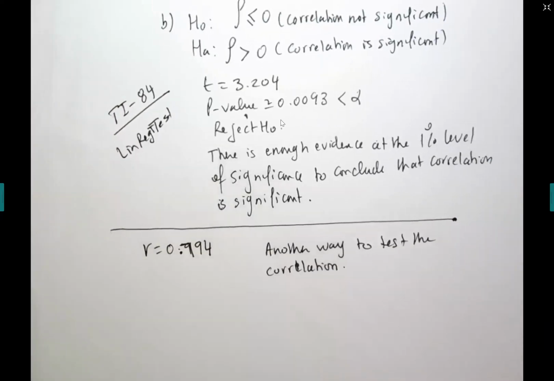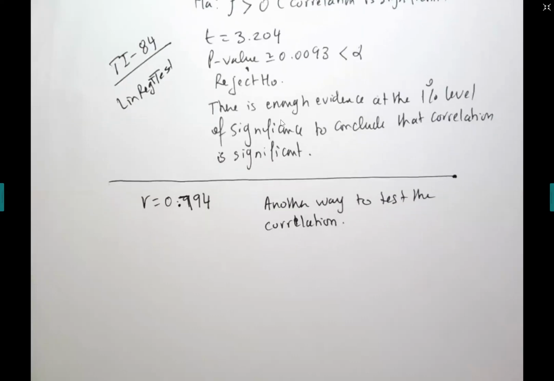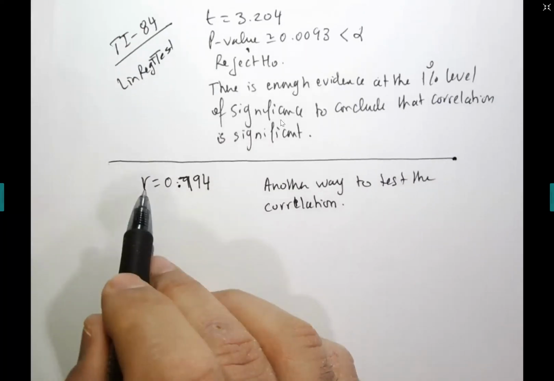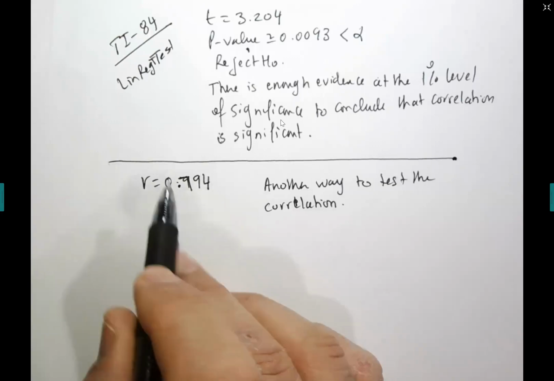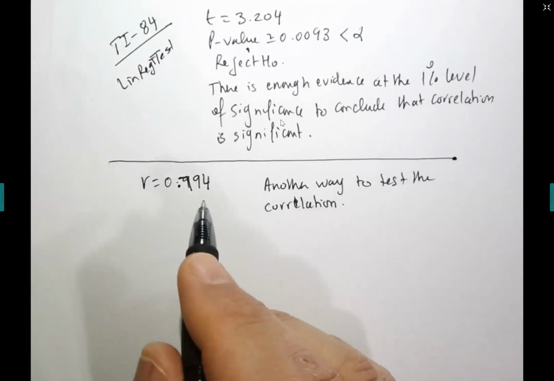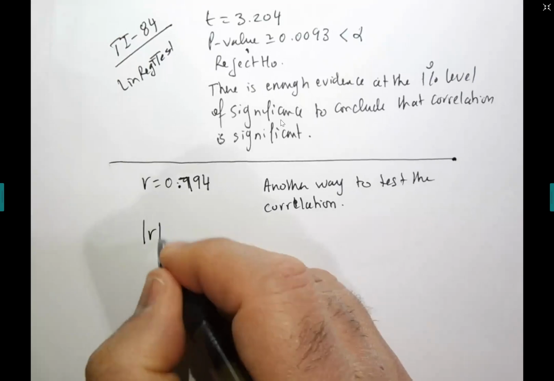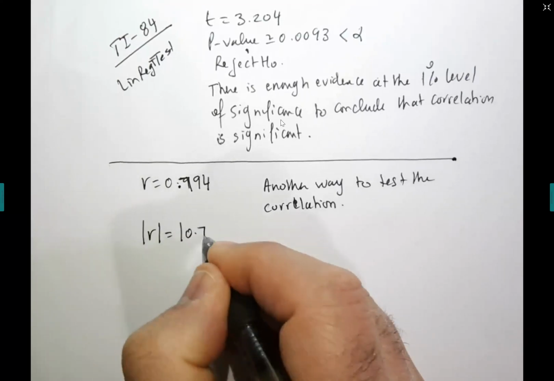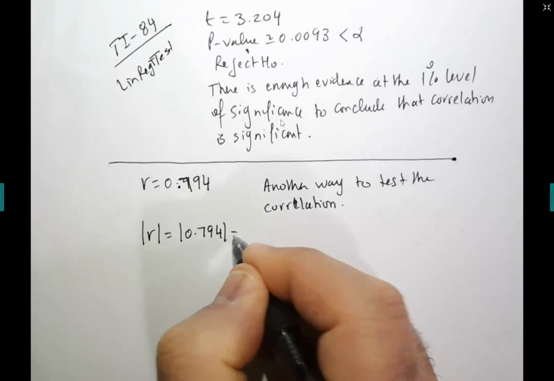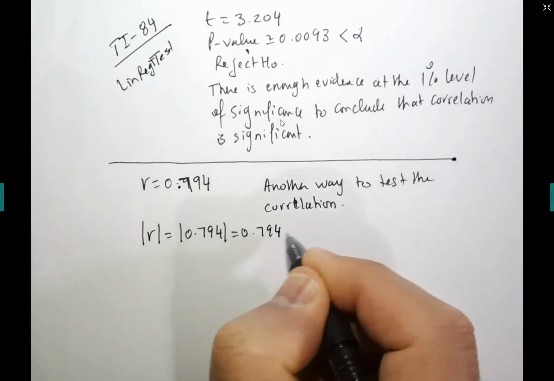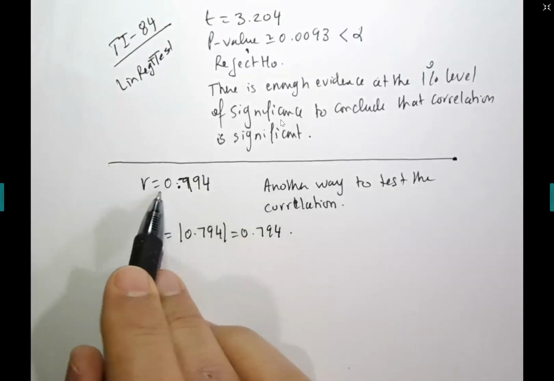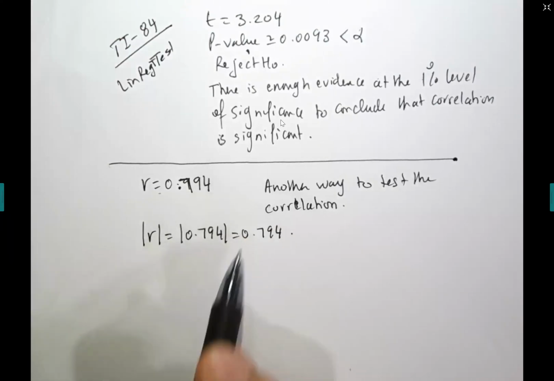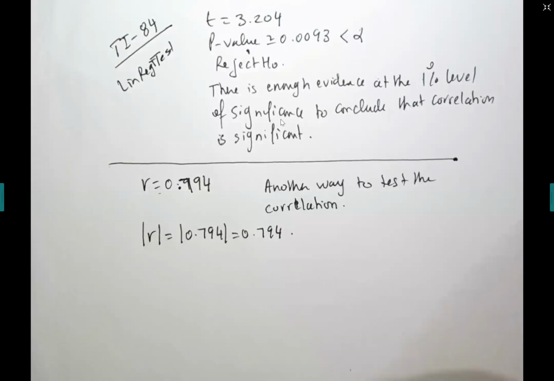Do you guys understand what the absolute value of R means? Absolute value of R means if this was negative, you get rid of the negative sign and you write it as a positive. So the absolute value of this R is the absolute value of 0.794, which is 0.794. If this was negative, the negative sign will go away as a result of doing the absolute value. Let me show you how you could have tested the hypothesis. Watch, table 11.